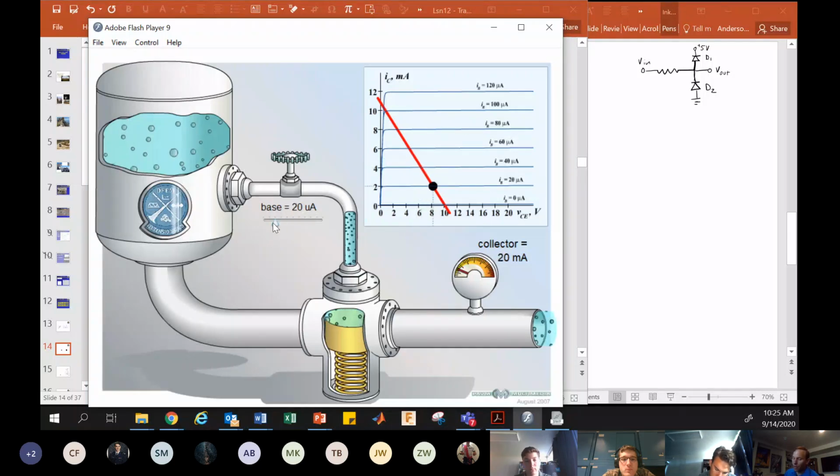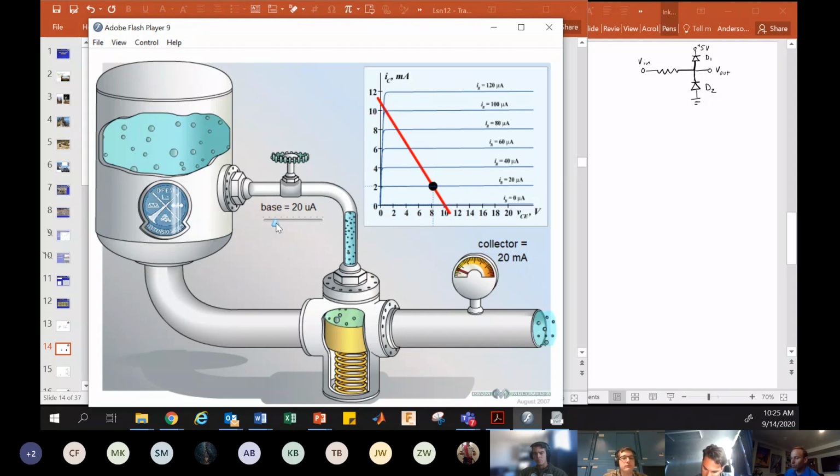Now, if you're looking at these numbers, this says 50 and this says 50, but look at the units. It's microamps versus milliamps. So this particular transistor would have a gain, what we call a gain of 1,000, which is pretty high. It's usually more like 100. So if we turn down the base, that plunger plugs the pipe and no current flows.